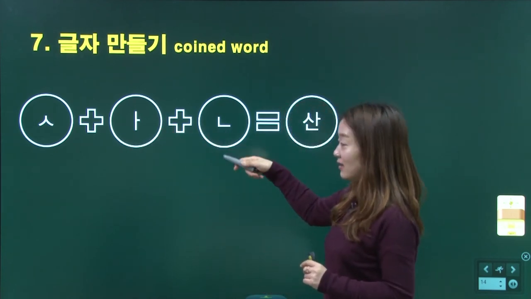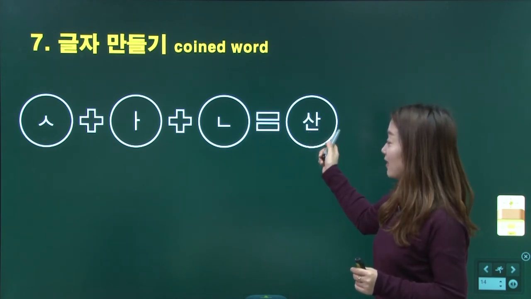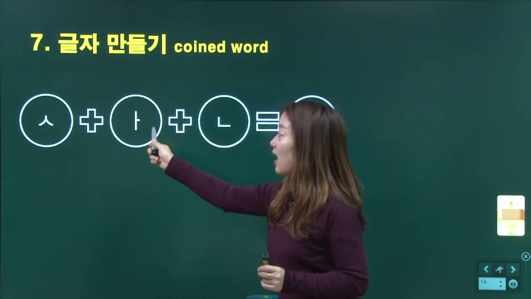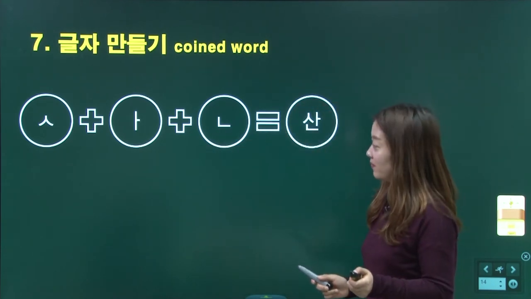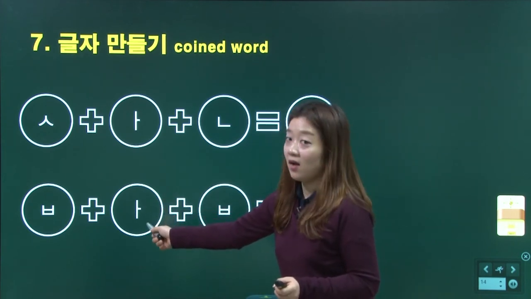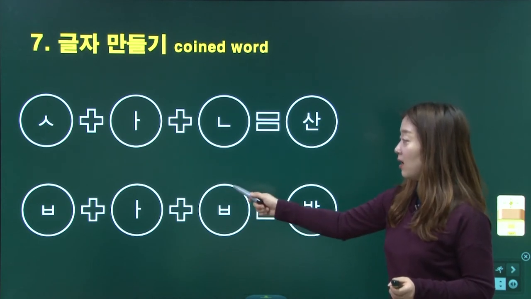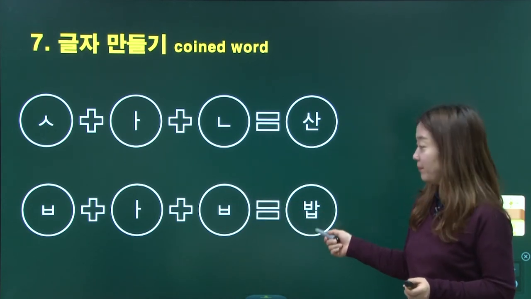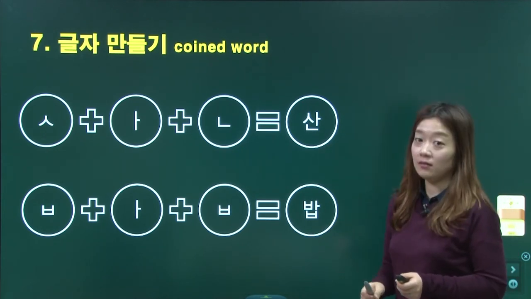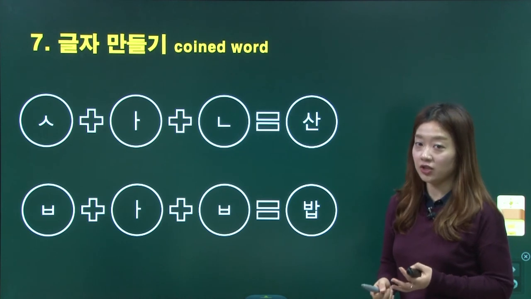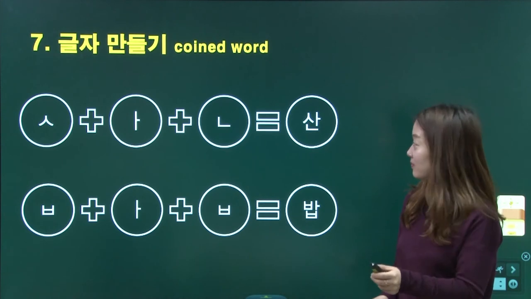쓰아느, 산. You can read 산. Okay, 산. 부아, 바, 밥. San means mountain, and pap means meal, lunch, dinner, breakfast, right, pap? Or rice, okay, rice.